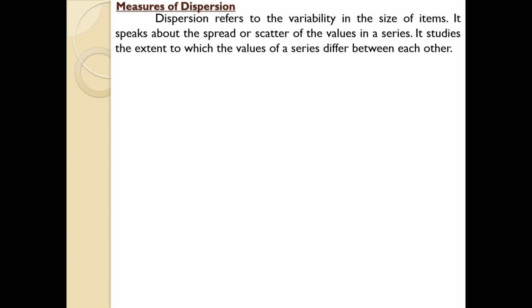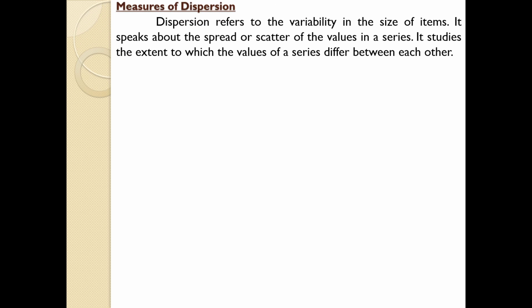So dispersion refers to the variability in the size of items. As I have mentioned earlier, it speaks about the spread or scatter of the values in a series, because you will be given the values of x like 10, 20, 50, 30 likewise, and you know how to find the average of that series, but it doesn't mention the difference between each individual item. That problem is solved in the case of measures of dispersion. So it studies the extent to which the values of a series differ from each other. It is very important while dealing with business aspects.